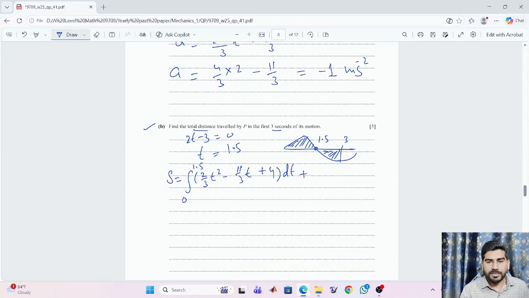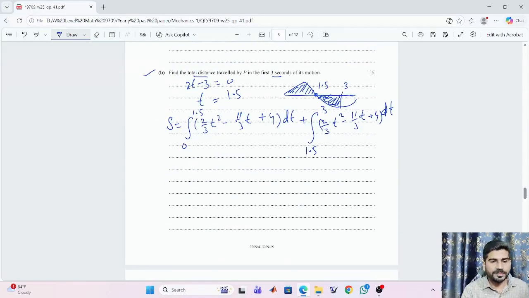Similarly, we find the other portion of this curve, with time from 1.5 to 3. We divide the time into portions because 0 to 1.5 is positive and 1.5 to 3 is negative, and since we want the total distance, we add these two terms. Again, 2 over 3 t squared minus 11 over 3 t plus 4, dt. By integration, this is 2 over 9 t cubed minus 11 over 6 t squared plus 4t. The integration is the same in both portions, but the limits are 0 to 1.5 and 1.5 to 3.